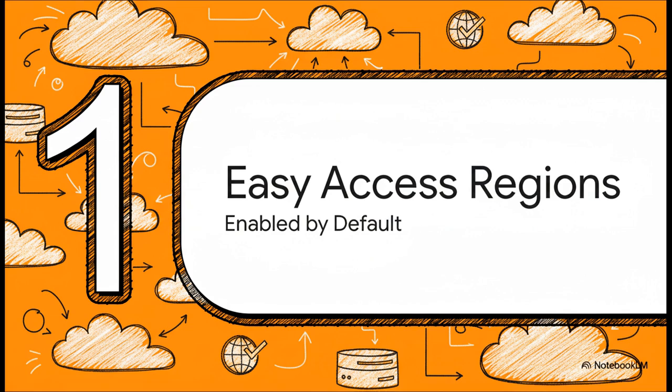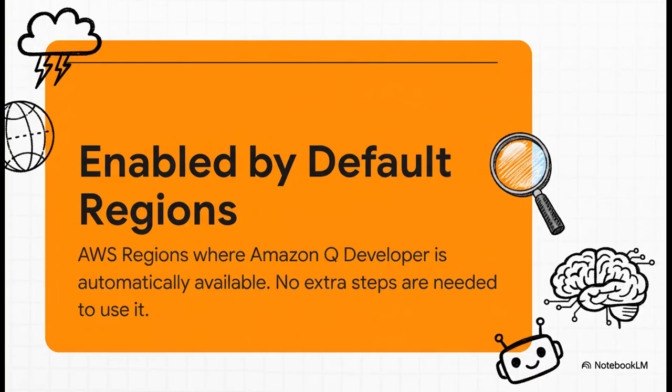If you're operating in one of these, Amazon Q Developer is enabled by default. You can think of it as basically plug and play. Enabled by default regions are exactly what they sound like. It's kind of like the standard features in a new car. They're already installed and ready to go. AWS has already flipped a switch for you, so there are zero extra steps needed on your part.